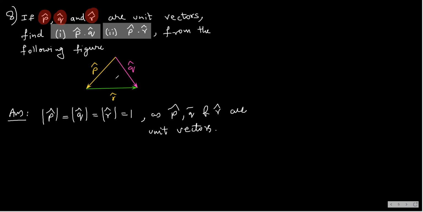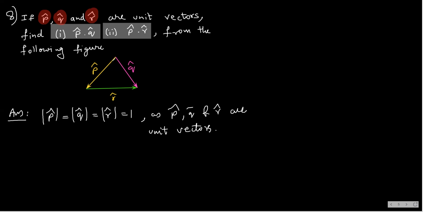Now here one more thing to be noted is we are given a triangle. The three sides of the triangle are these three unit vectors. Students, you know, if in a triangle all the three sides have equal length, the triangle is an equilateral triangle. So this triangle here is an equilateral triangle because the three sides are equal in length. Each one of them has length equal to 1. So it is an equilateral triangle.